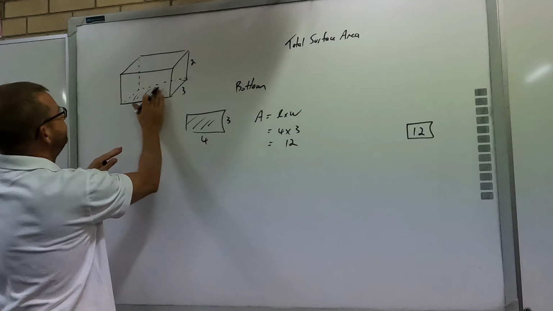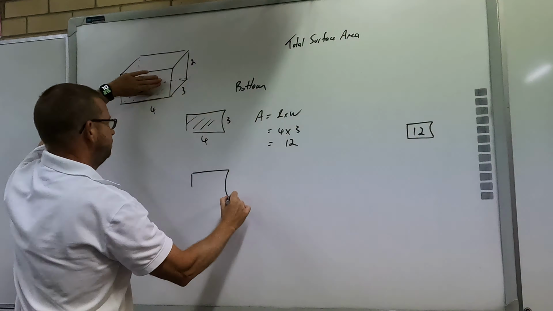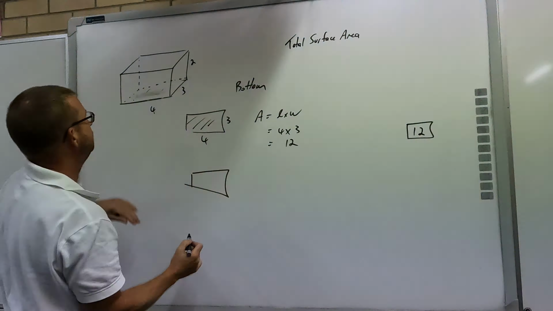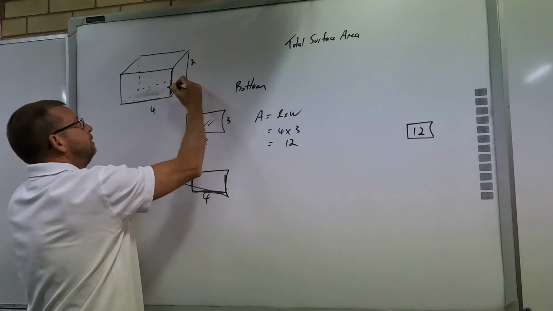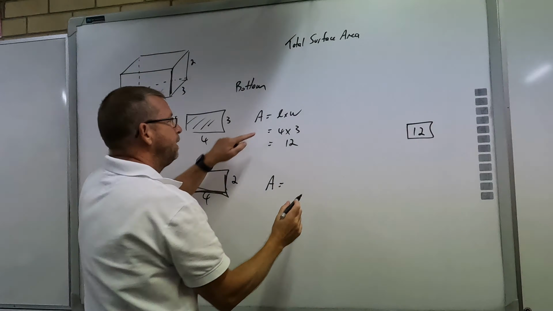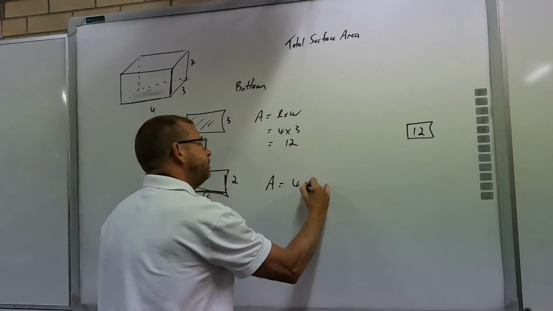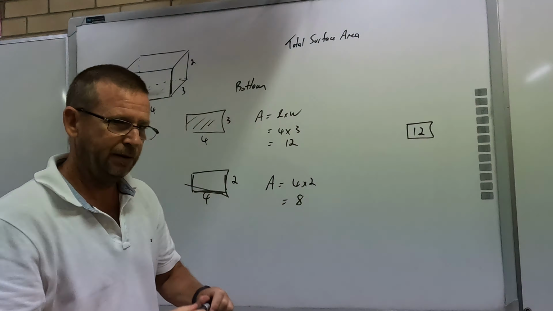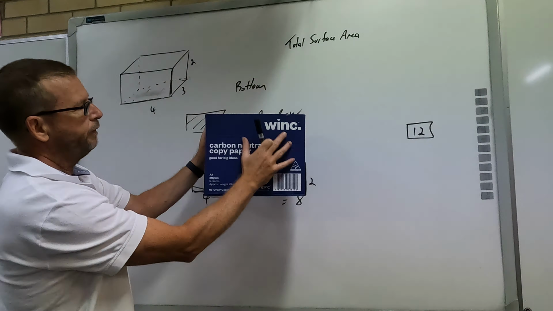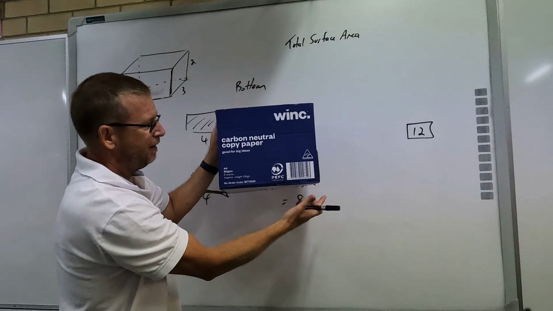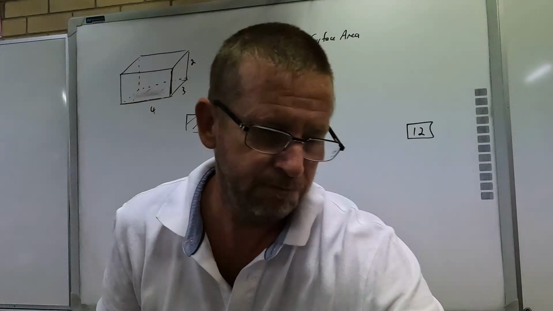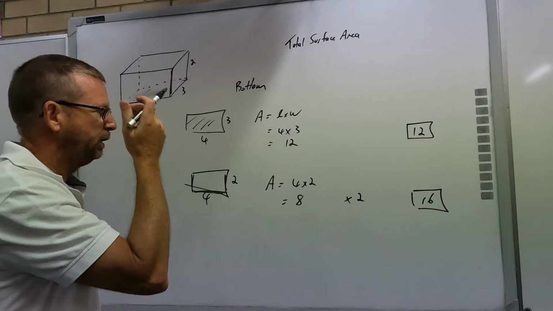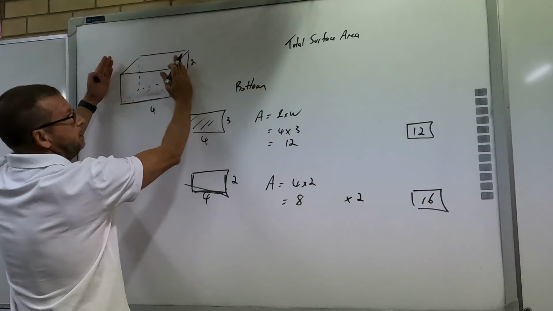Let's think about the front rectangle. As a rectangle, the length is 4, and the height is this number here, which is 2. Area equals length times width, so it's going to be 4 times 2, which is 8. If the front has a surface area of 8, then the back is going to be 8 as well. So we've got two rectangles that are the same, two lots of 8. That's going to be 16 square centimetres.